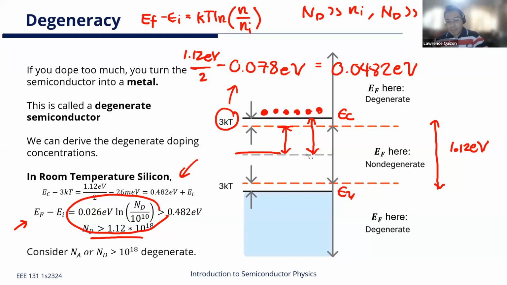Conversely, kapag ginawa natin yung calculation pababa, we're going to get the same thing, no? Na greater than 1.12 times 10 to the 18 would render it degenerate with holes, no? Masyado na maraming holes that the traveling of the holes renders it similar to a metal.